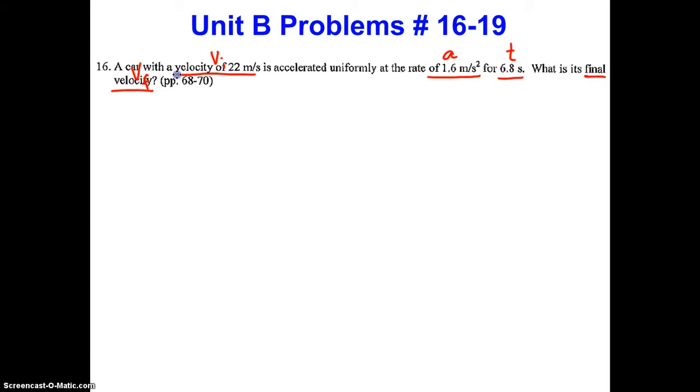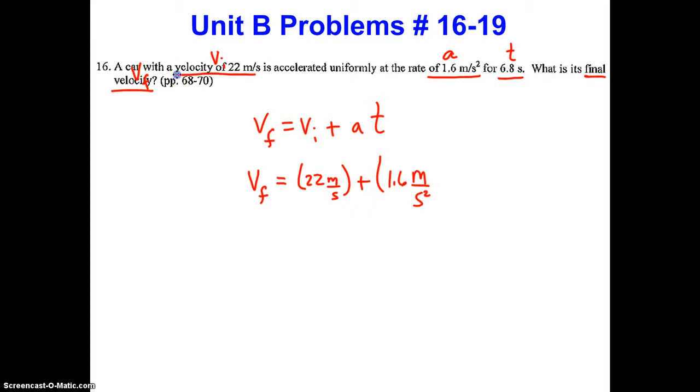So we have, in this problem, given vi, a, and t, and we're looking for vf. On the reference table, the one that pops out is vf equals vi plus at. So we start by writing down the equation. We now substitute with units. Our value of vi is 22 meters per second. Our value of the acceleration is 1.6 meters per second squared. And our value of t is 6.8 seconds.